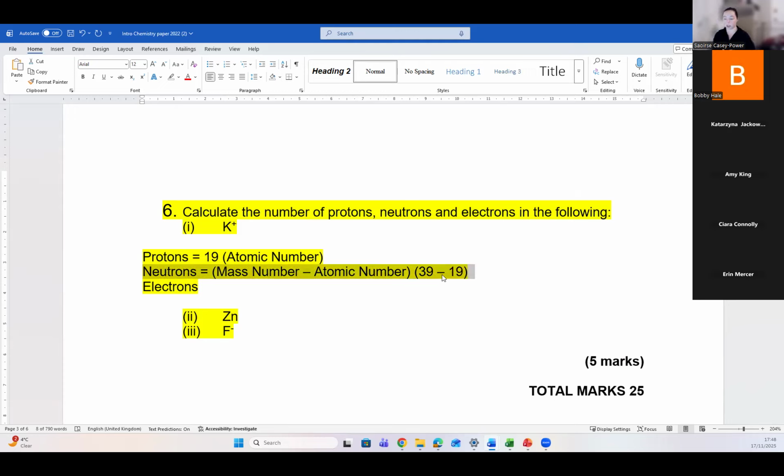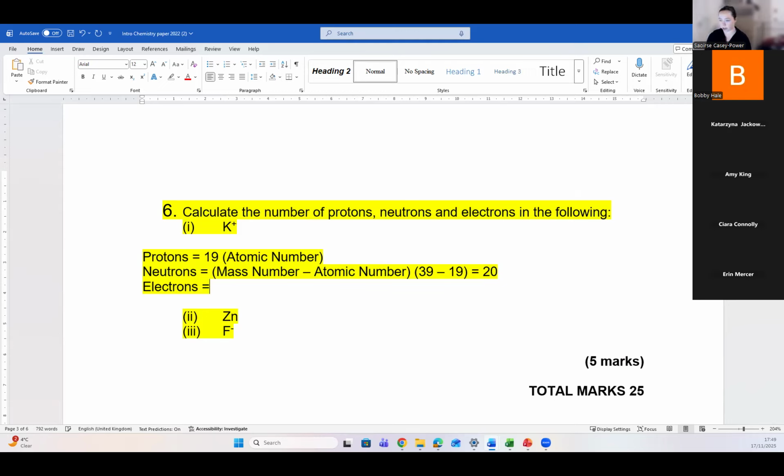In the nucleus of an atom, you have neutrons and you have protons. So by taking one from the other, I know how many neutrons I have. The difference between my total number and the number of protons should be my number of neutrons. So in that case, it's going to be 20. Does everyone see where I'm getting that from, guys? Yeah. Okay, perfect.